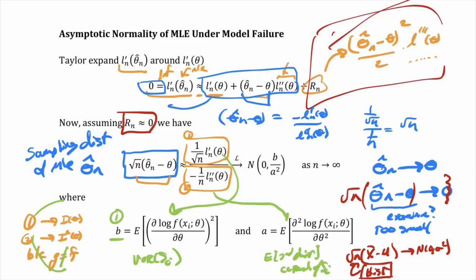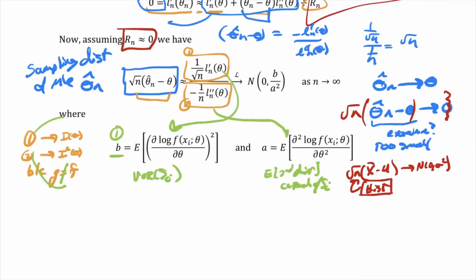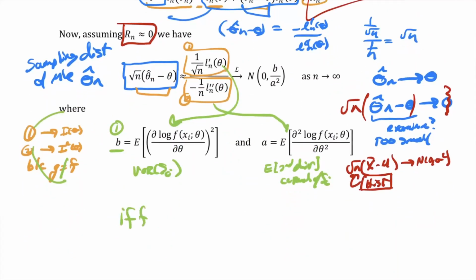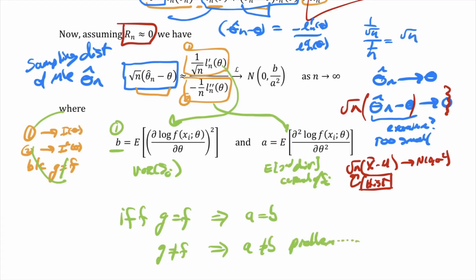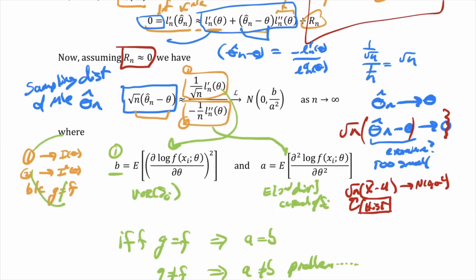And if G equals F, it's going to turn out, if and only if G equals F, that A is equal to B, and we're going to be in good shape. If G is not equal to F, then it's going to turn out that A is not equal to B, and we have a problem. So let's see how this works. We got a lot of moving parts going on, but this is the key piece here.